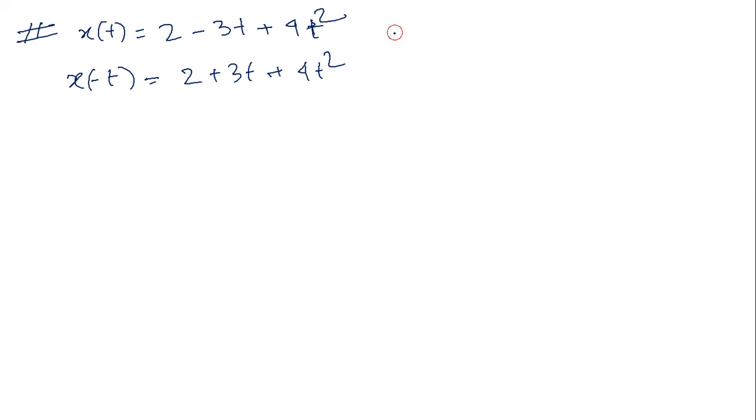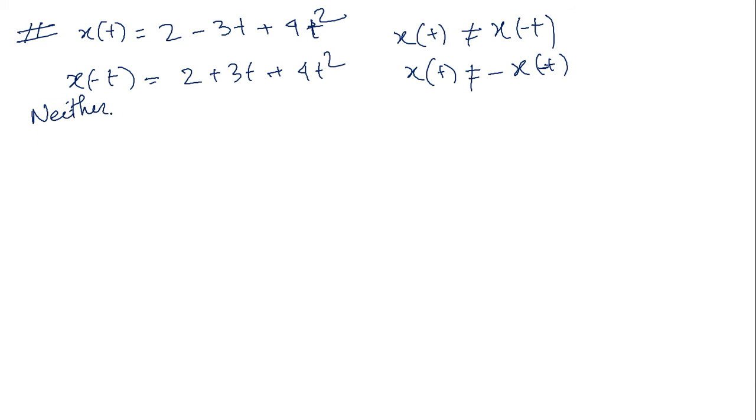So can I say that x of t is not equal to x of minus t, and x of t is not equal to minus of x of minus t. So the signal is neither even nor odd. Is there any confusion? The signal is neither even nor odd.